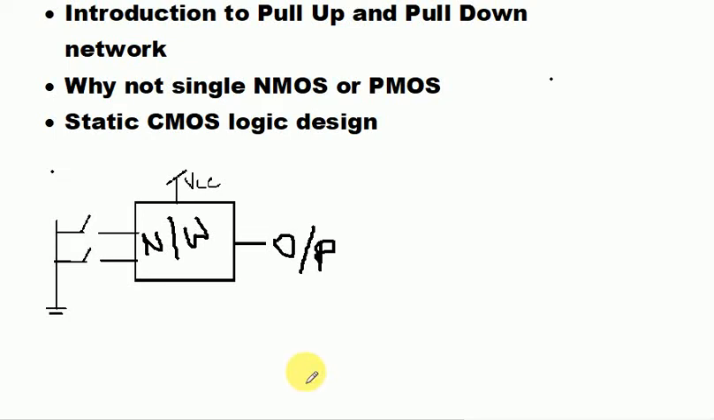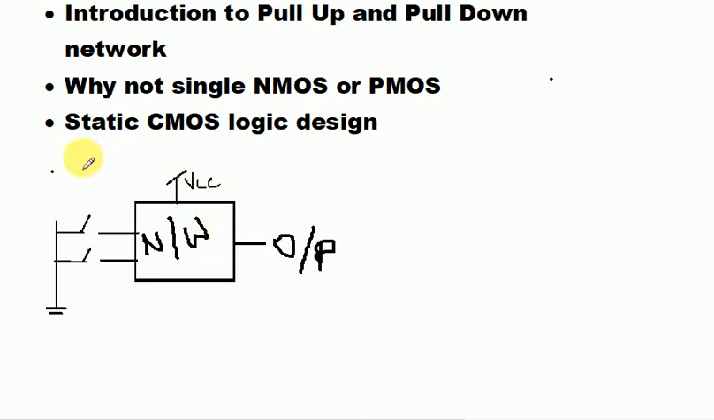Hello viewers, this is a small introduction to pull up and pull down network. Along with that, I am covering just two more little topics, like why we are not using single NMOS and PMOS, and after that I will give an example of static CMOS logic design. So first of all, what is pull up and pull down network?